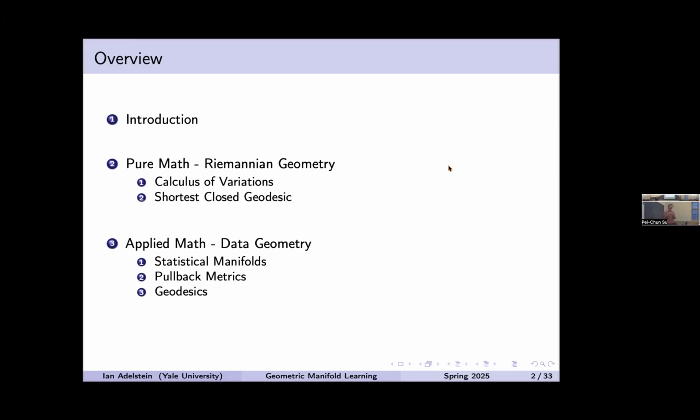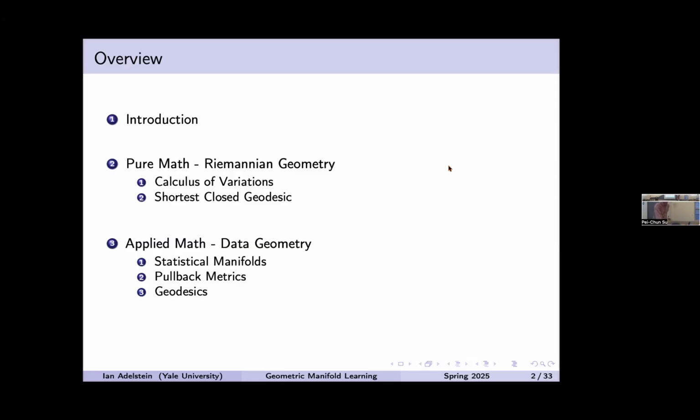Just as an introduction, I was trained as a pure mathematician. I got my PhD in Riemannian geometry and did a postdoc in geometry. In the first half of the talk, I want to tell you about what I used to think about. I'll do half this talk on Riemannian geometry and calculus of variations, and I'll give a novel result on the shortest closed geodesic. Then in the second half of the talk, I'll move into data geometry, and I'll tell you about a recent project I have there. The data geometry work is joint with the Krishnaswamy lab here at Yale.